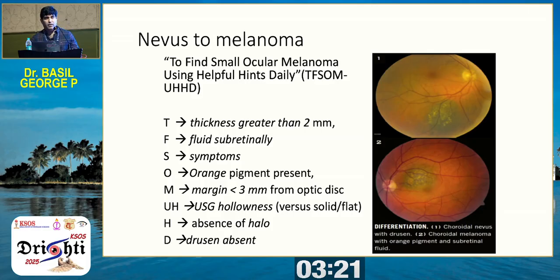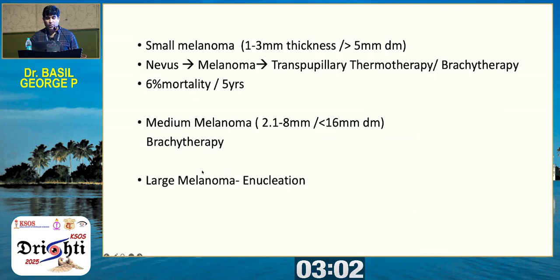And now, when should we know whether it is a nevus or a melanoma? When all these factors are present, they indicate this lesion is actually proliferative and it is not a nevus. The melanoma can arise from choroidal nevus, and if we are looking for suspicion, we should look for all these signs and whether it is converting to melanoma. Small melanoma is usually treated by transpupillary thermotherapy or brachytherapy, and the mortality is 6% for 5 years. For medium melanoma, the treatment is usually brachytherapy, and for large melanoma, it's enucleation.